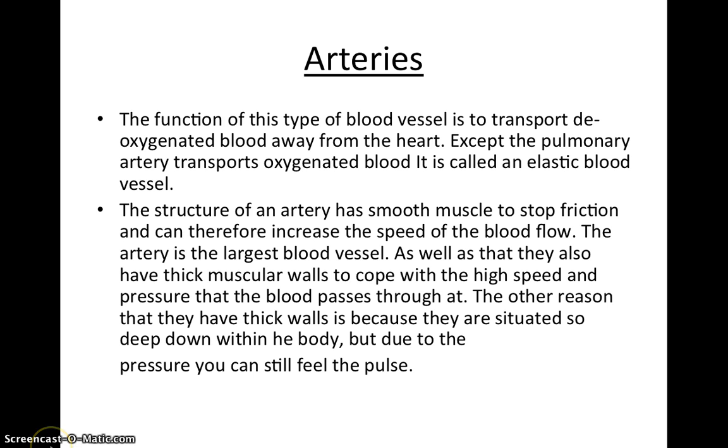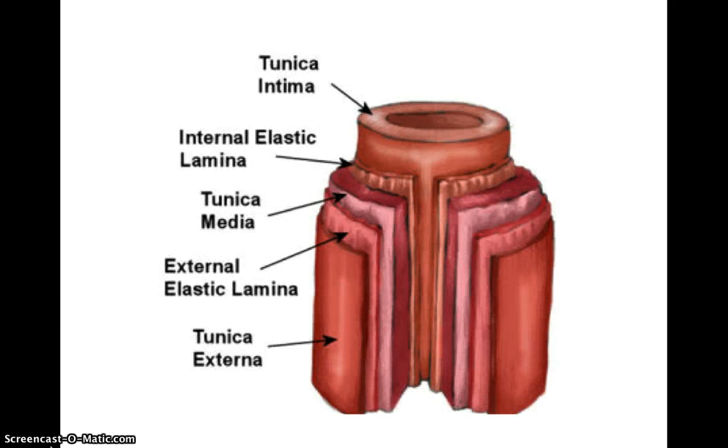The artery is the largest type of blood vessel, and as well as that, they also have thick muscular walls to cope with the high speed and pressure that the blood passes through at. The other reason that they have thick walls is because they are situated so deep within the body, but due to the pressure you can still feel the pulse. Here's a picture of an artery showing the different layers as you go in.